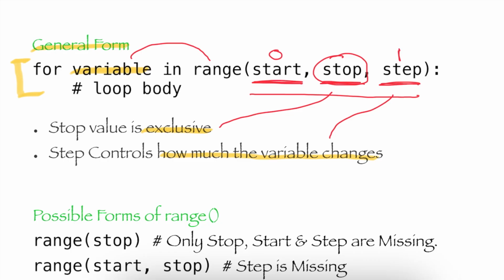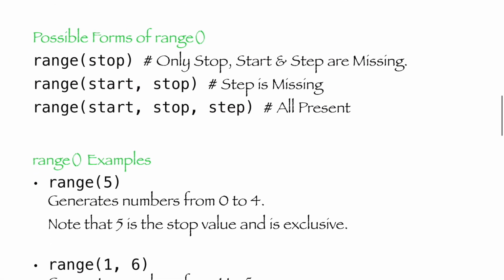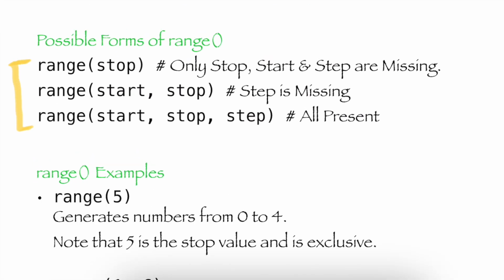One important thing to know is that the range function does not create all numbers at once. Instead, it generates them one at a time, which makes it very memory efficient. So in short, the range function helps us control how many times a loop runs and what values the loop variable takes.